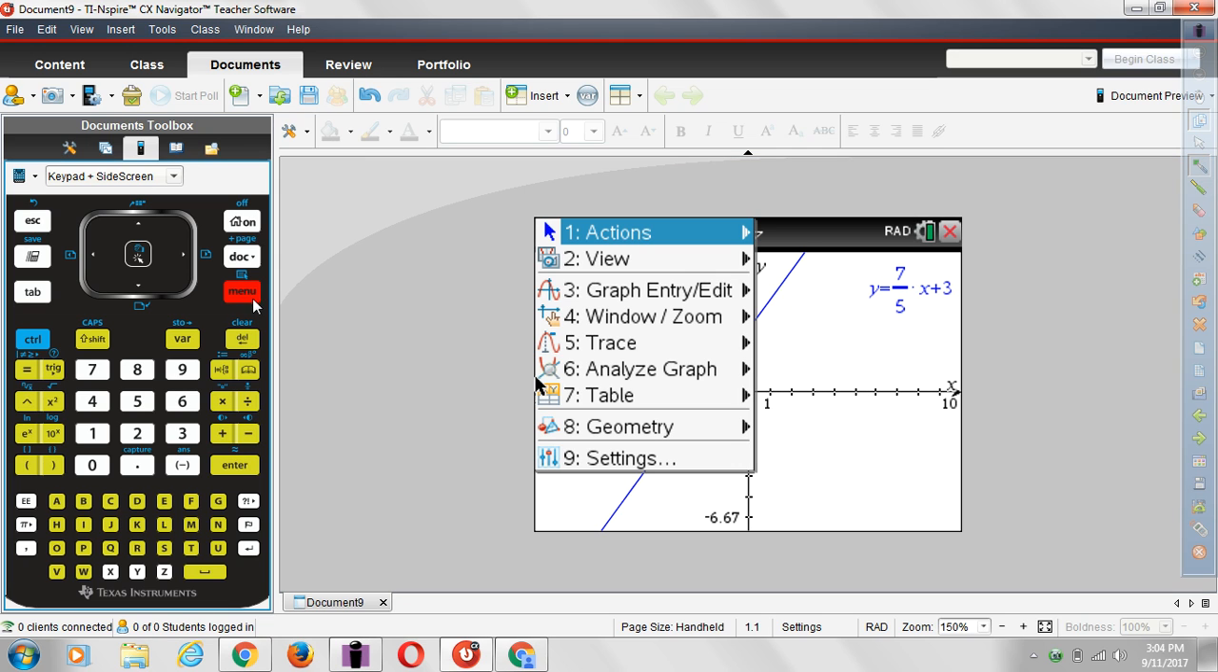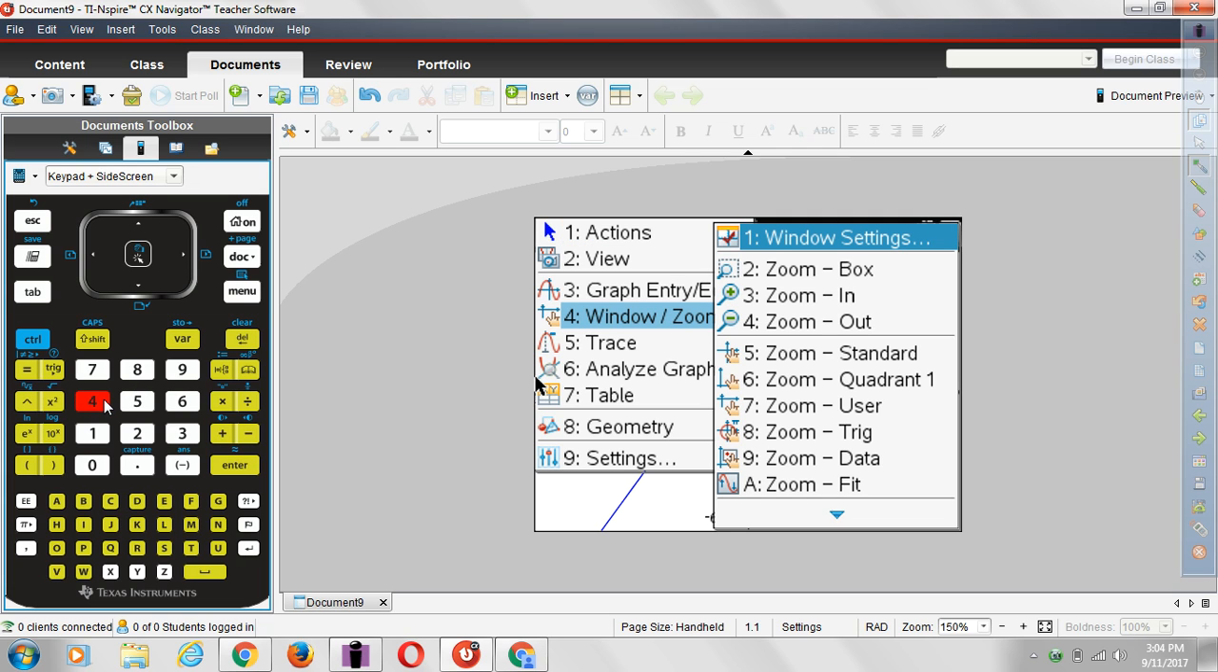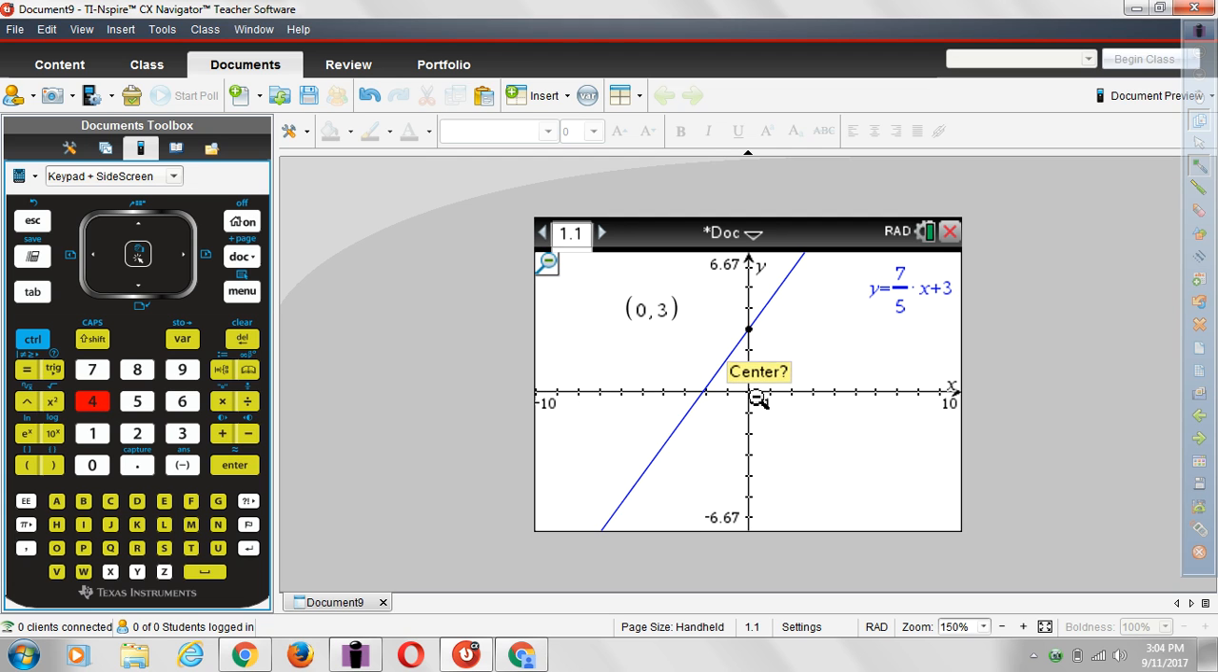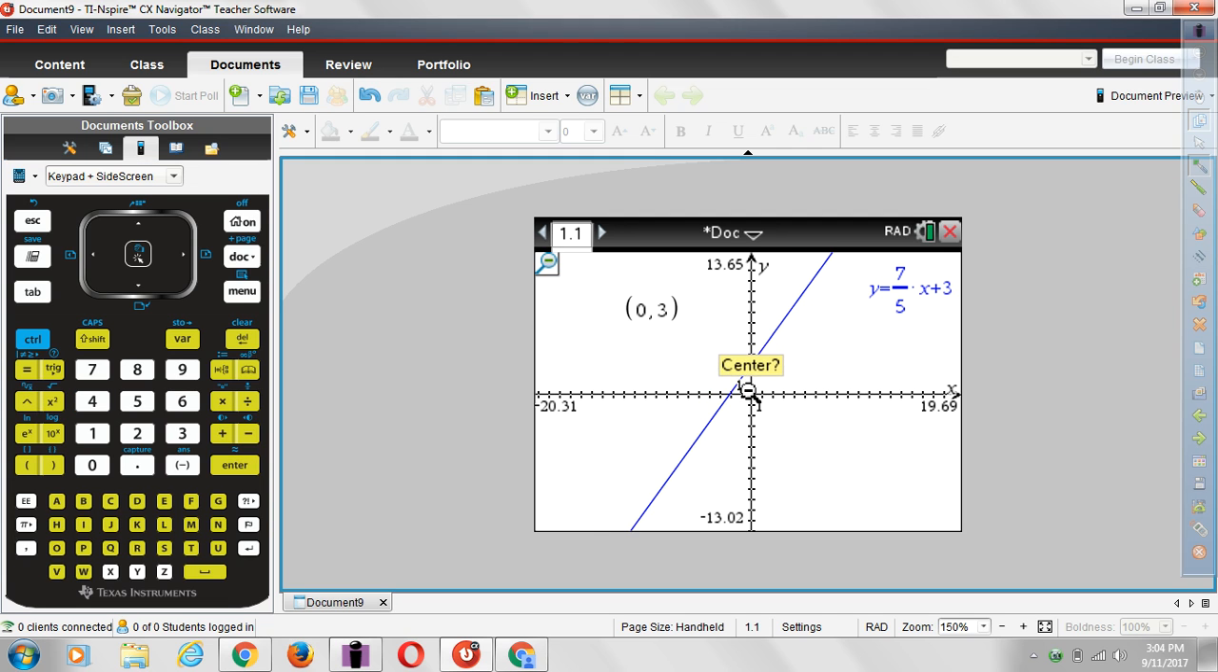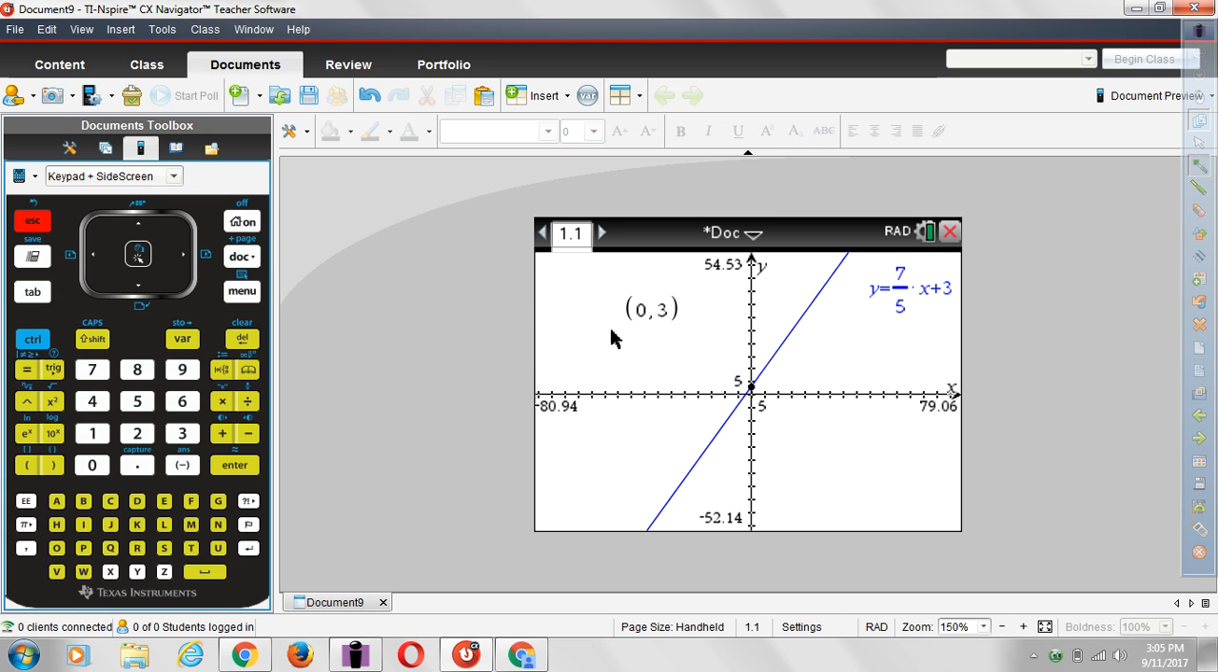We're going to hit menu, and we're going to go to number 4, window zoom, and we are going to zoom out, so number 4. All right, go to the middle of the screen, hit enter a couple of times. I usually start off with 3 times. And then to get rid of the magnifying glass, make sure you hit escape.